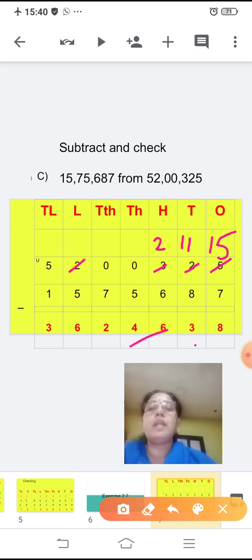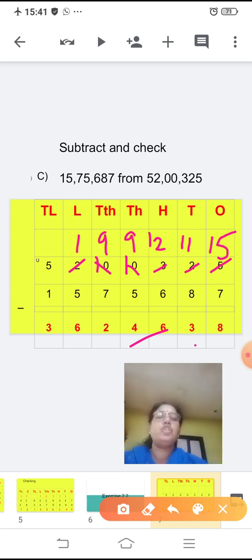So this will become the number 1. This will become the number 10. From this 10 you will borrow and make it 9, and you will make the number in the thousands place 10. And the number in the thousands place is 10, so you will borrow it to the hundreds place. So this number will become 9 and this will become 12.